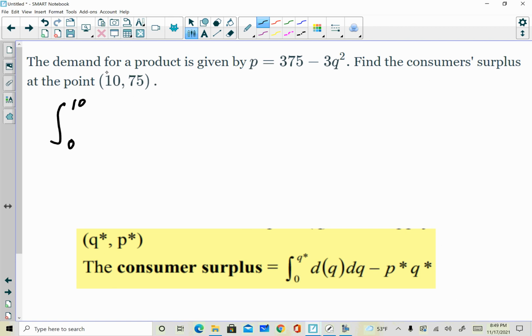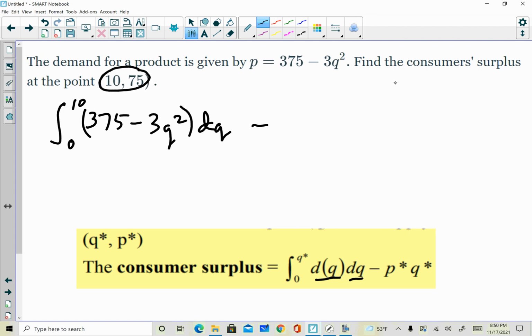It's the integral from 0 to 10 of the demand function given, 375 minus 3Q squared, dq, and then minus P times Q. These two numbers are Q and P. So P times Q is 75 times 10.